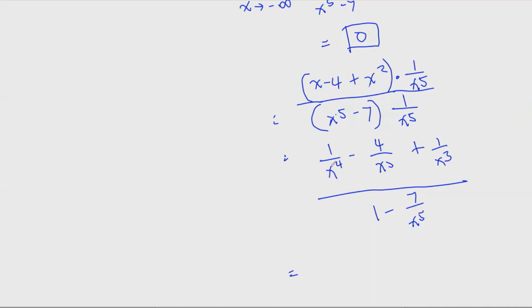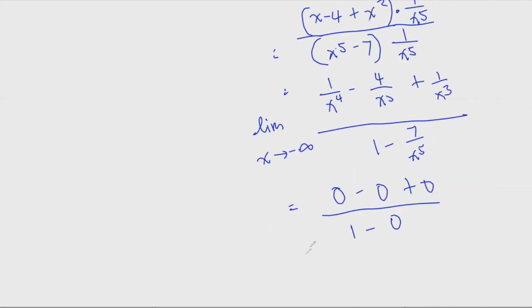In this case, if we take the limit as x approaches negative infinity, what we'll get here is 1 over infinity minus 4 over infinity plus 1 over infinity. Well, let's just make it 0, since we just substitute the values here, and then we'll get 0, and 0, and 0, divided by 1 minus 0. So finally, we'll get here 0 over 1, which is also equal to 0. So that makes sense for our answer here for the long method.